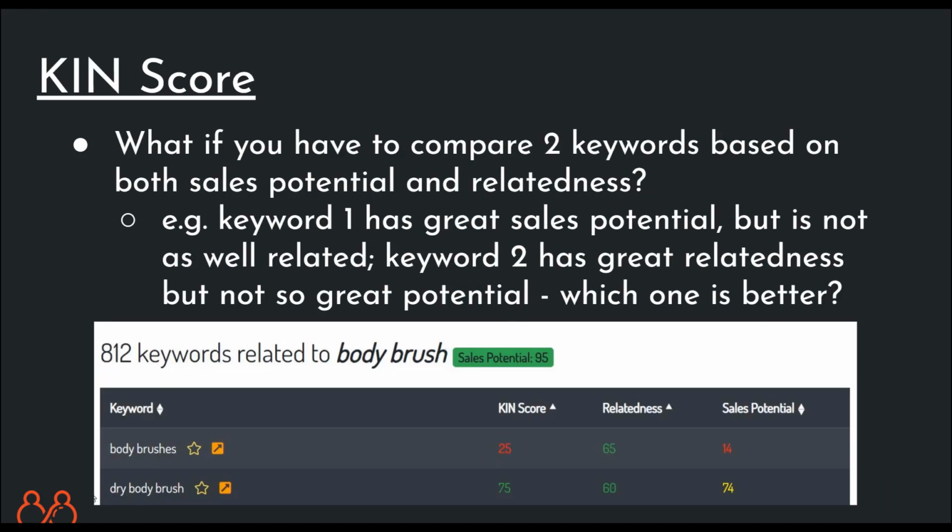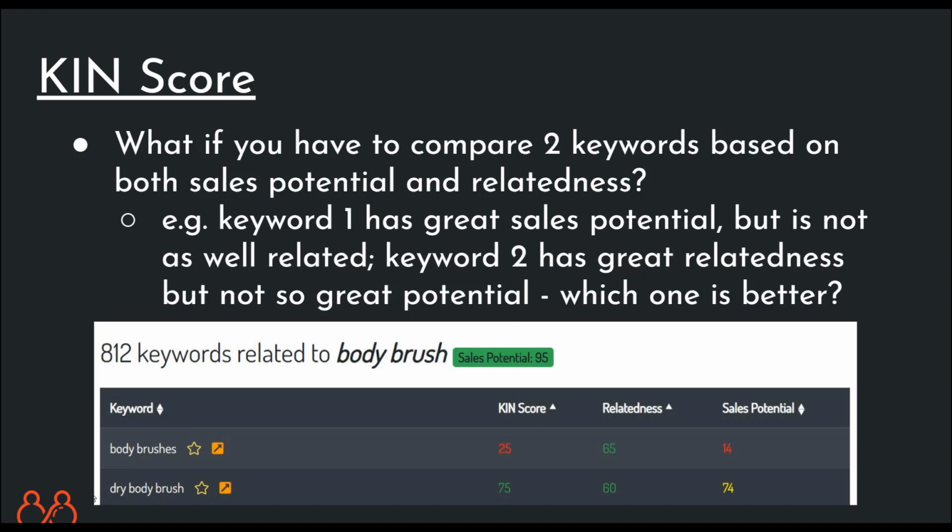And finally, the last metric, but the most important one, is kin score. The reason I've created this metric is because I've realized that it can be very difficult to assess the quality of a keyword because you have both relatedness and sales potential, and ideally you would want to have a metric that combines them both. So what if you have to compare two keywords based on both sales potential and relatedness?